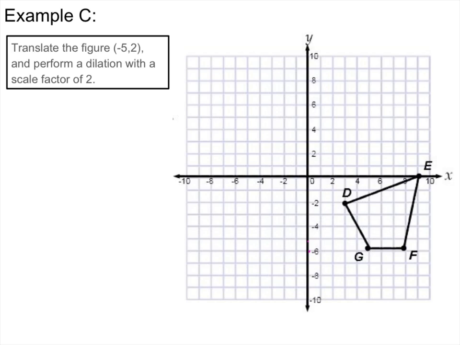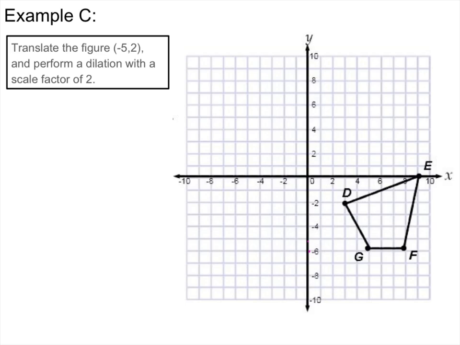Here we are at example C, and it says translate the figure negative 5, 2 and perform a dilation with a scale factor of 2. Now it's not asking for any of our points this time, and it gave us the picture on the graph. So I feel like this time we're going to have to do a lot of counting and then do our multiplication all on our own, because dilation, again, requires multiplication. So let's start with our first transformation, which is translating left 5 and up 2.